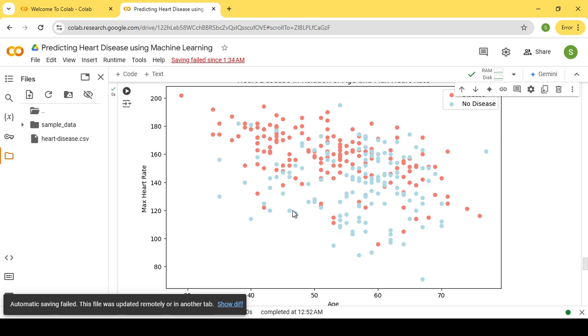While on the other hand, you can find that people who do not have any heart disease, which are the light blue points, are also scattered in different groups of ages. Also, individuals with higher maximum heart rate, since physically fit people typically achieve higher heart rates during exercise, for example.